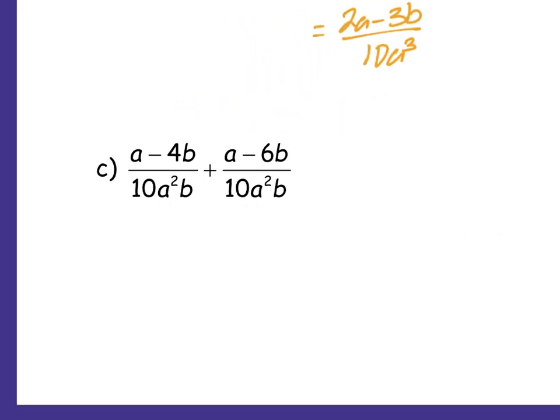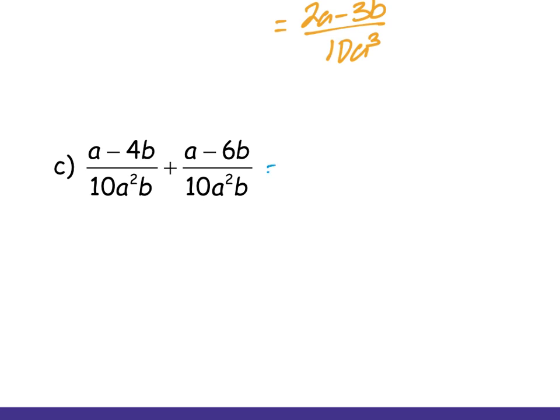And then number C, let's see, a plus a is 2a, and negative 4b plus negative 6b is negative 10b, all divisible by 10a squared b. So they're all divisible by 2, so I should get a minus 5b, all divisible by 5a squared b. Did I say 10? I thought I said 10. I might have said 10, but I wrote 5, so that was right.